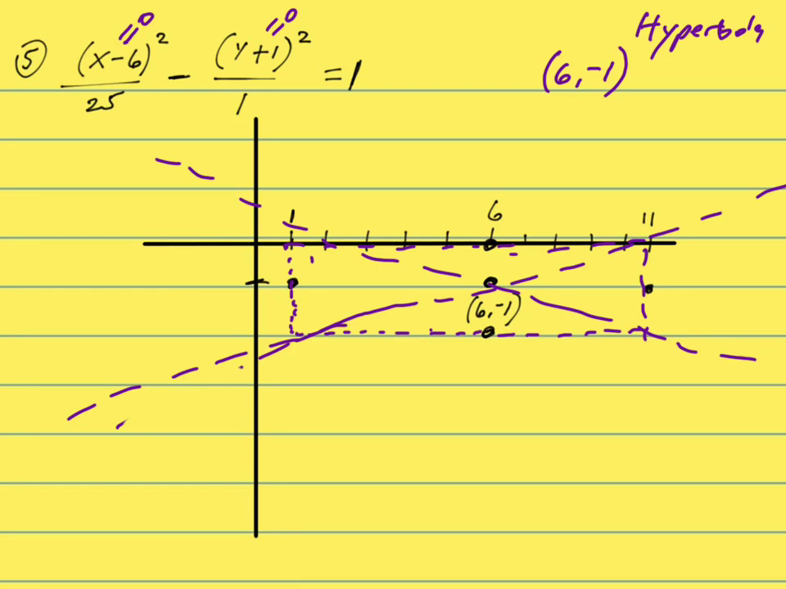Now, my only question is, what's first, x or y? So it opens around the x-axis, left and right. Oh, that's what you're telling me? Yep. Now, what are your vertices here? I think it'd be 11, -1, and 1, -1.